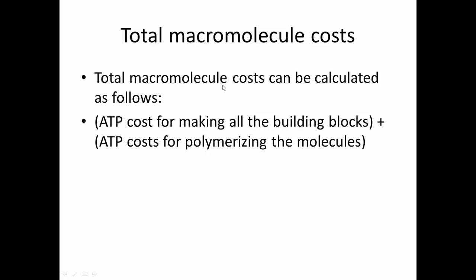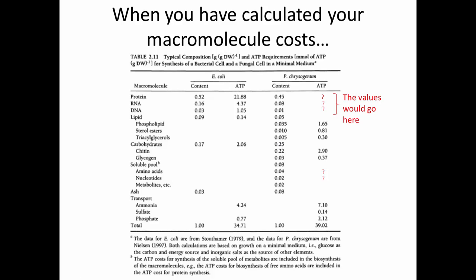Okay, so the total macromolecule costs, both the building blocks and the polymerization costs, can just be added up. You have your total cost of ATP for making all of your building blocks, and then you have your ATP costs for making the polymers, for polymerizing the molecules. Just add them together, and that's your answer. So if you're doing this for proteins, for example, you take the ATP cost for making all the amino acids plus the ATP cost for polymerizing those amino acids. And then that's your answer, and your values would go where these red question marks are right now. Okay?